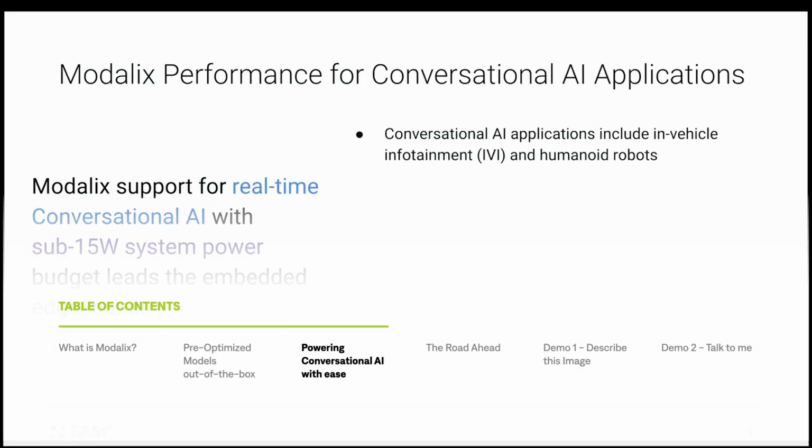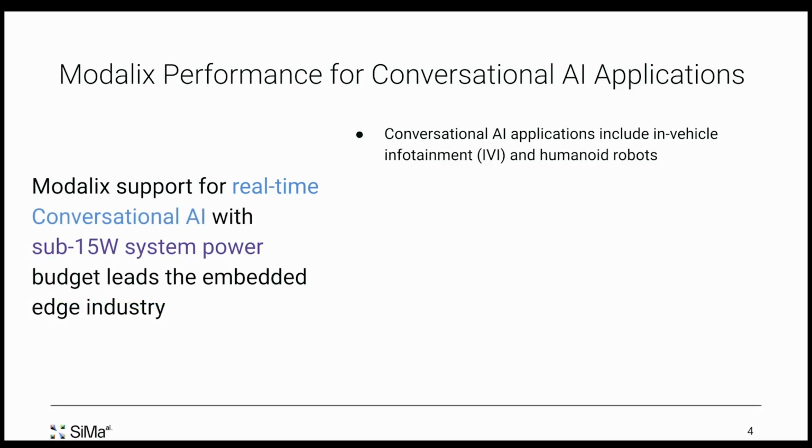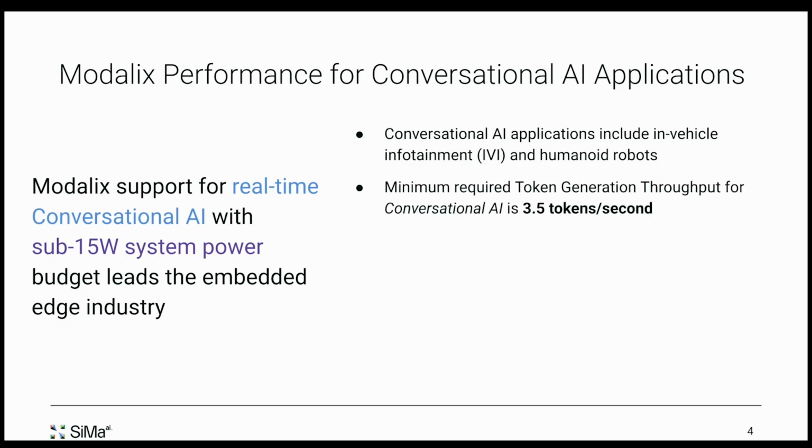Applications of conversational AI include in-vehicle infotainment systems and humanoid robots. For example, imagine driving around and asking your car to tell you in real time about an interesting-looking building that you see out the window. The minimum token generation throughput required for an effective conversational AI experience is 3.5 tokens per second. The performance of GenAI models on Modalics consistently exceeds this conversational AI requirement.